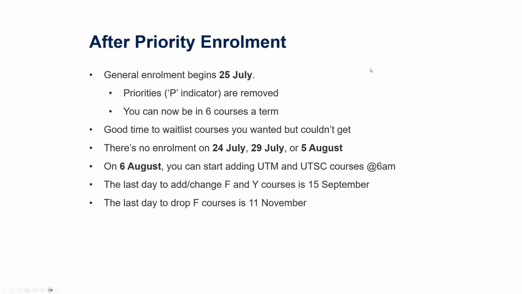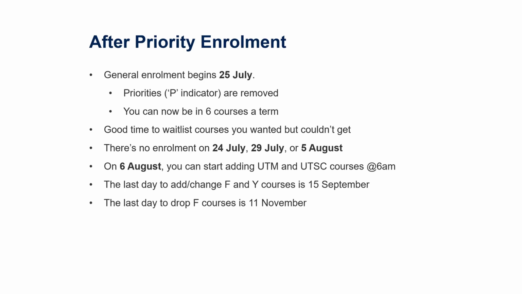So as we talked about, you're going to start off on that 17th July period. You're going to be in the priority enrollment period. That's going to be when, if you have the priority for a course, you can enroll in it. But if you don't have that priority enrollment control, you cannot join the course. As of the 25th of July, those priorities go away.